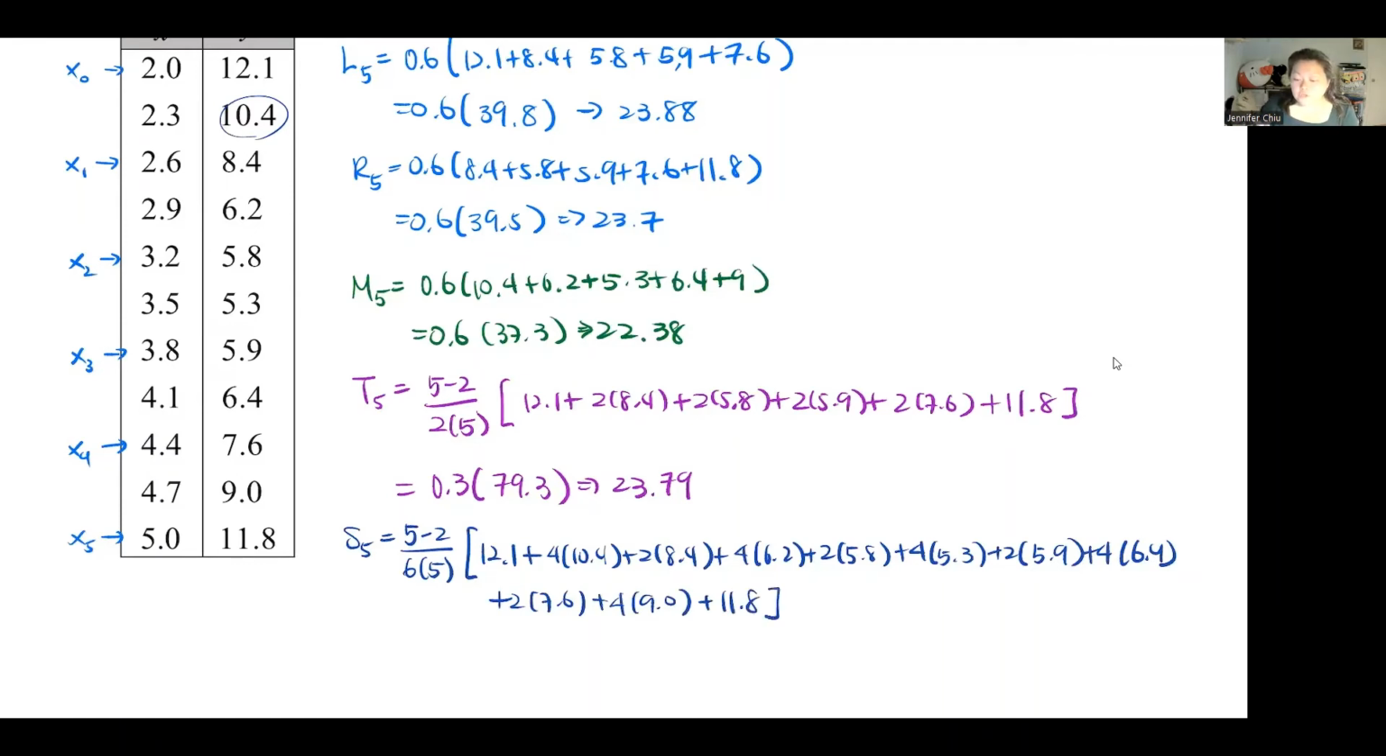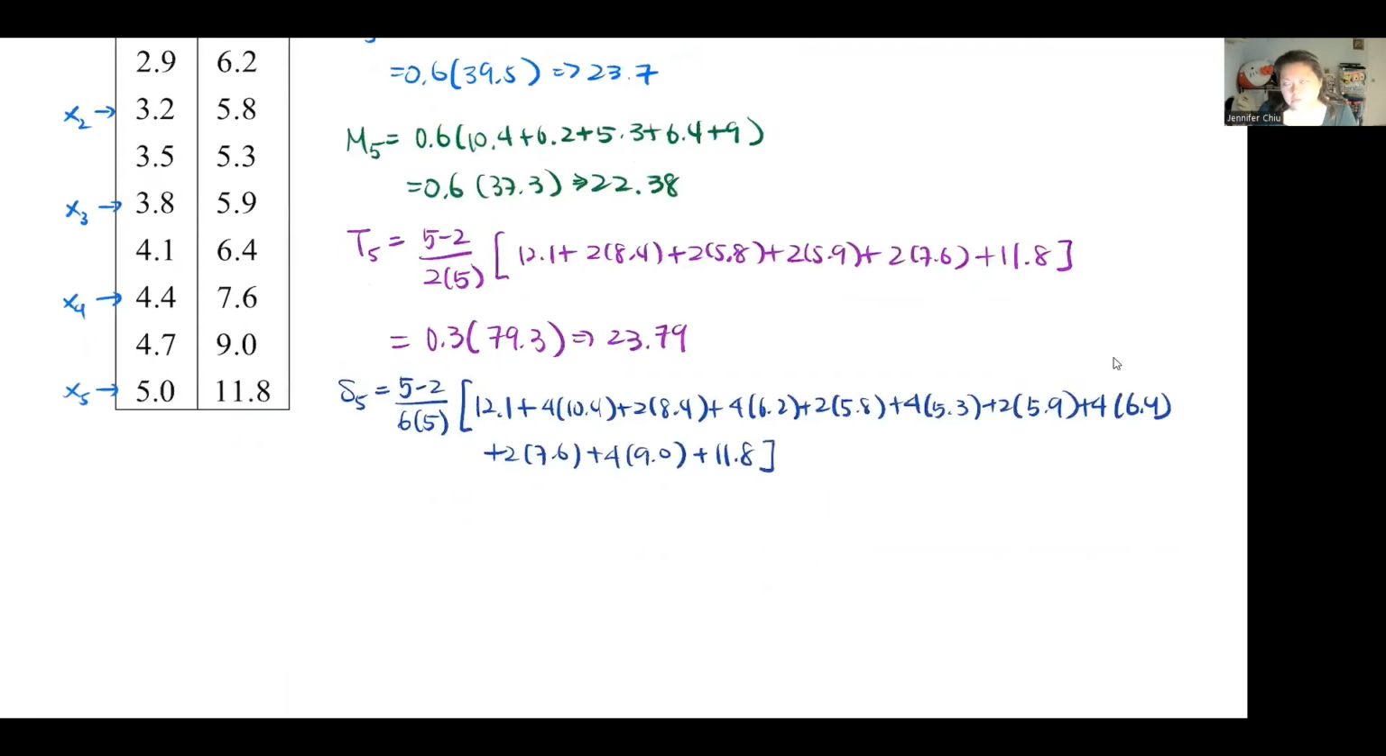So your pattern of 4, 2, 4, 2, 4, 2 is going to go until you stop. So we stopped at 4. Sometimes, very rarely, it stops at 2. You just stop wherever it naturally stops. Okay, so you have 3 divided by 30 in the front, which is 0.1, and then you have 12.1 plus 4 times 10.4 plus 2 times 8.4 plus 4 times 6.2, 2 times 5.8, 4 times 5.3, 2 times 5.9.